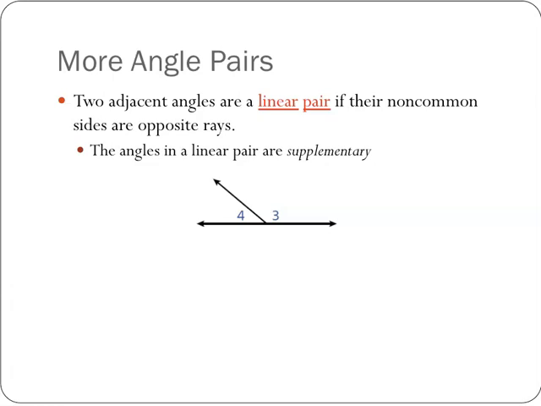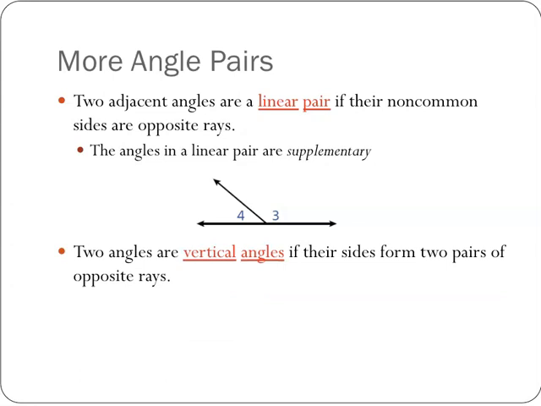Alright, the last type of angle we'll go over today are vertical angles. So we say that two angles are vertical angles if their sides form two pairs of opposite rays. So if you have basically two straight lines going through each other, then here, for example, angle 1 and angle 3 are vertical angles.